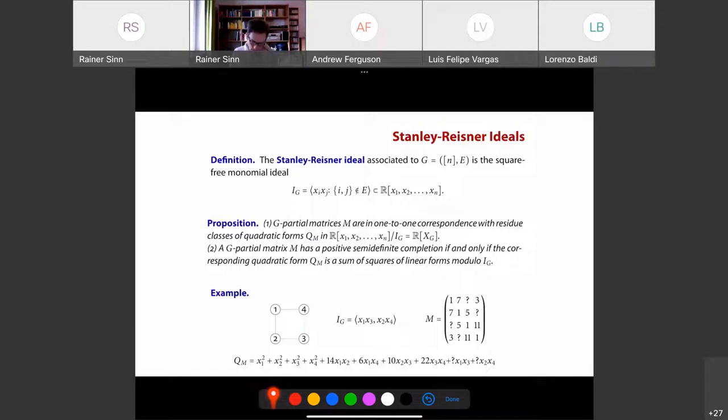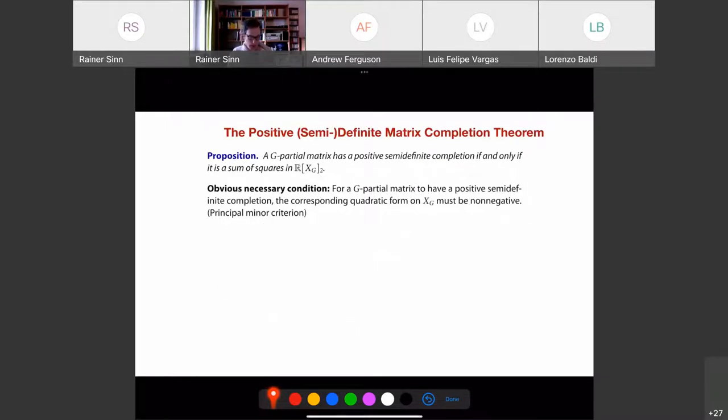Okay, so here is another example of a G partial matrix for the fourth cycle. So we only have missing entries 1, 3, and 2, 4. And here's the corresponding quadratic form, and the two monomials in the Stanley-Reisner ideal are the missing ones, where we do not specify the coefficient or the entry of the matrix.